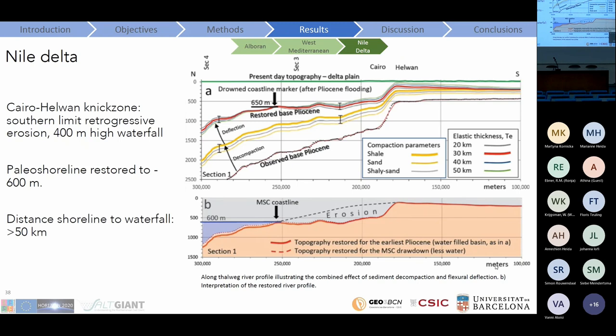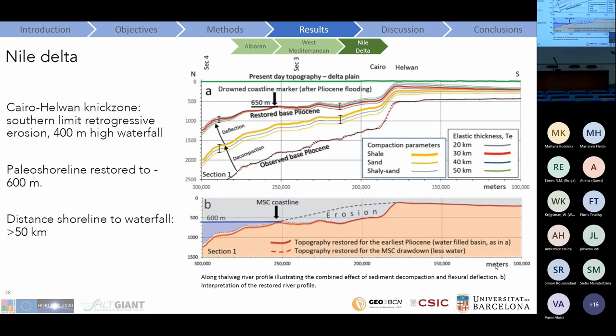While when you go downstream from this 400 meter high feature, we see that for about 50 kilometers the river canyon is relatively flat. And then abruptly it changes into a more steep profile. This transition from a flat to a steep profile is interpreted as a potential shoreline marker, as this is also observed in modern rivers.